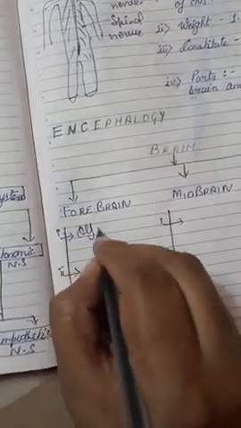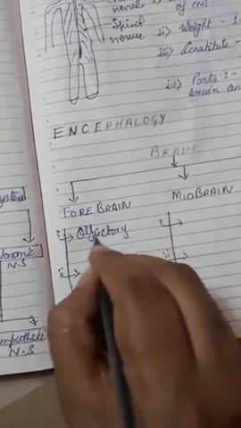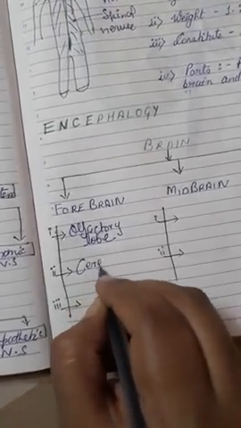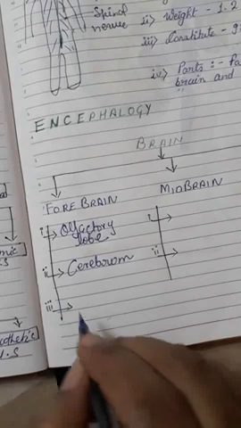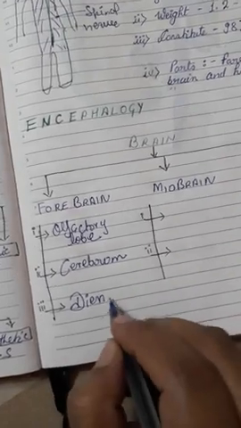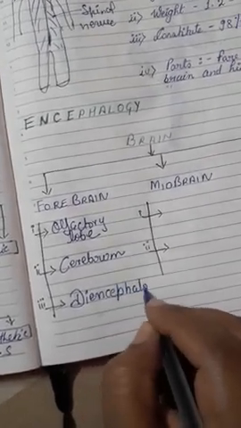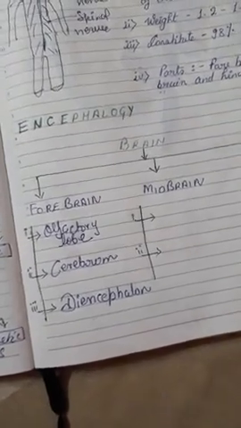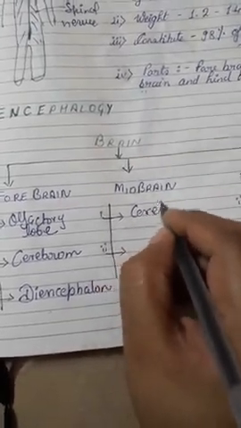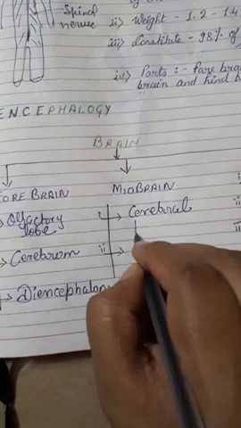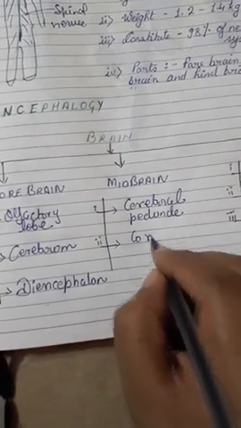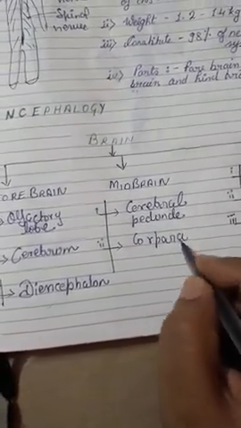One is the olfactory lobe. Second one is cerebrum. And third one is diencephalon. Further, your midbrain is again divided into two parts. Cerebral peduncle, and second one is corpora quadrigemina.